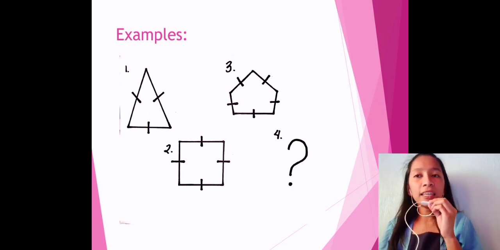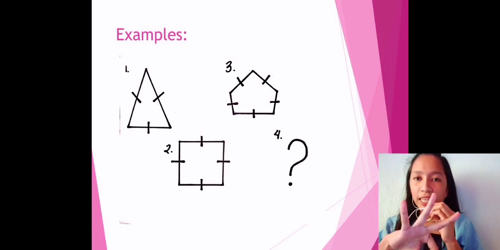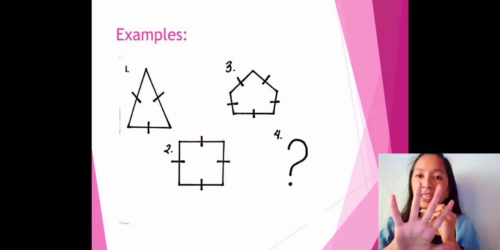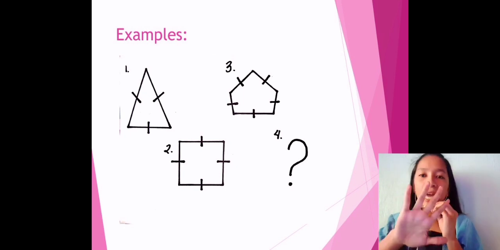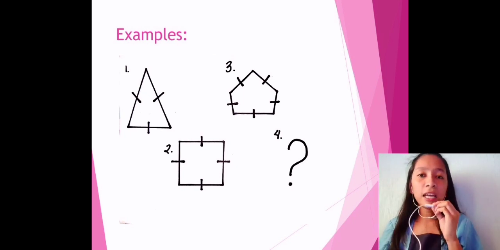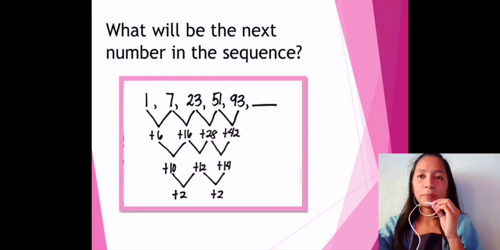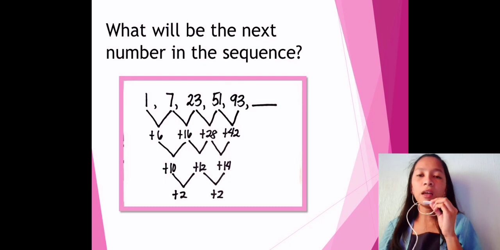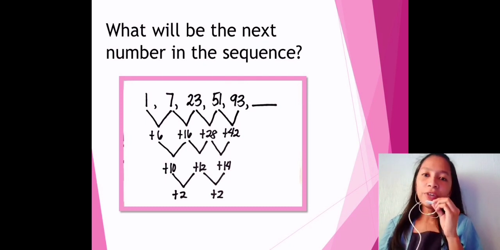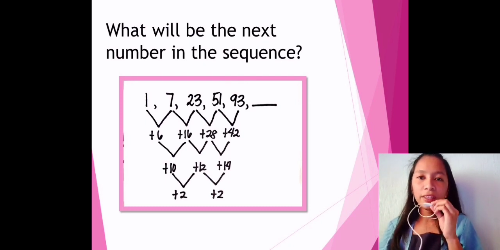So, kung titingnan natin, nagsimula yung figure number 1 sa tatlong line, 1, 2, 3, and then number 2 is 4, yung square, number 3, pentagon, meron siyang 5 line, and then magka-come out tayo sa isang hypothesis na meron ka siyang kasunod na 6 na line, which is makakabuo ka ng isang hexagon. Number 2, what will be the next number in the sequence? The numbers given are 1, 7, 23, 51, and 93.